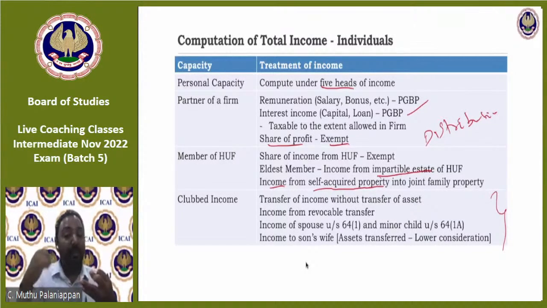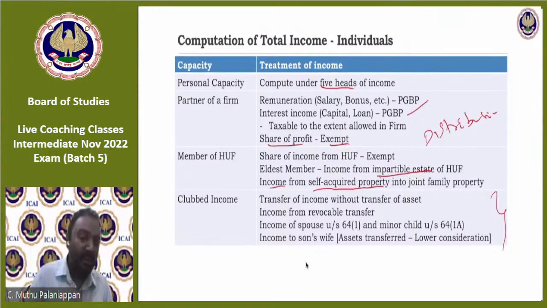And then if that individual is a member of HUF, the share of income is exempt. If it's an income from impartial estate, only it is taxable if I am the eldest member. And similarly, if it is self-acquired property, which is converted into a joint family property, I will still be liable to pay tax on that. So my portion of income will be taxed under my head. Then clubbing of income, we already saw. So these are the things that we need to consider for computation of total income.